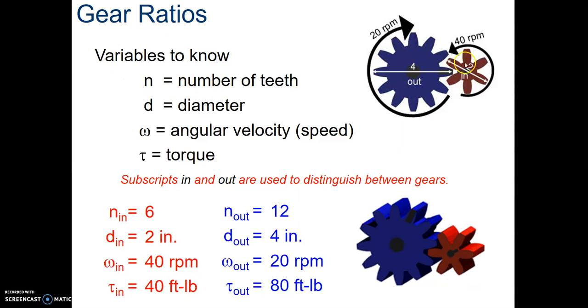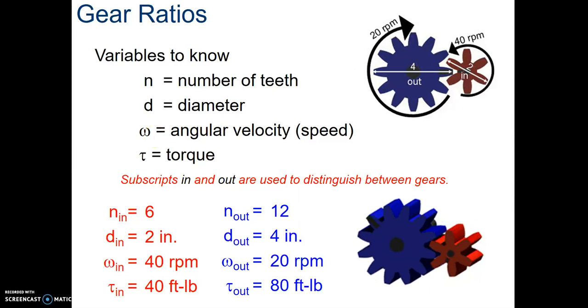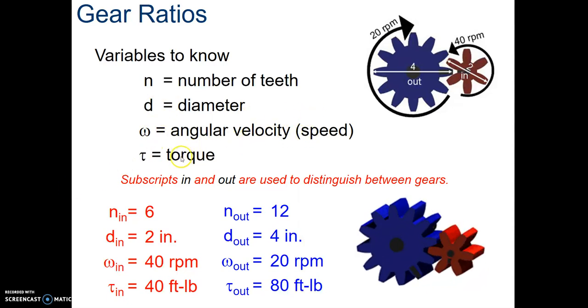Now some terminology to use to talk about gears. There's a variable n, which is the number of teeth. There's the diameter, same as a circle, from one end to the other. There is the Greek lowercase symbol omega, which is your angular velocity or your speed. And then you've got torque, which is tau, so how much torque is being applied.